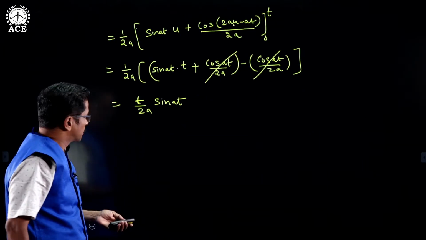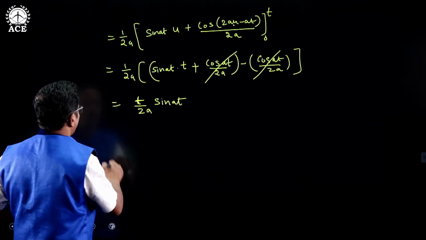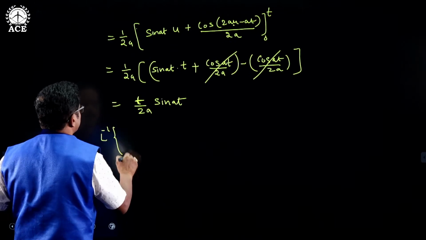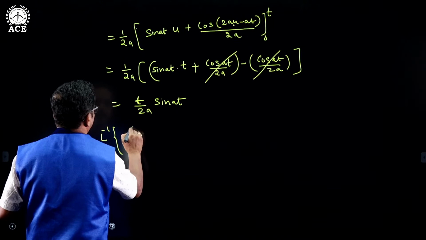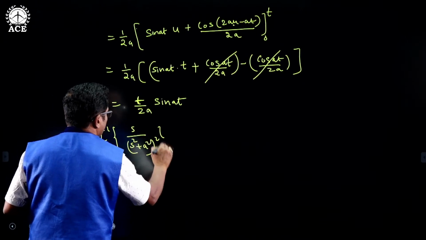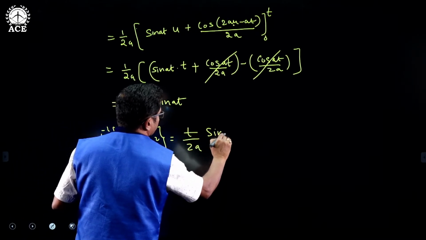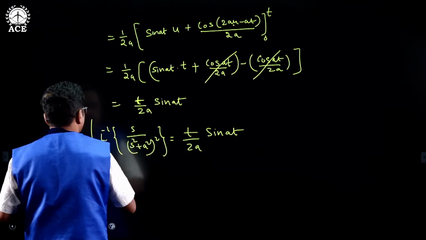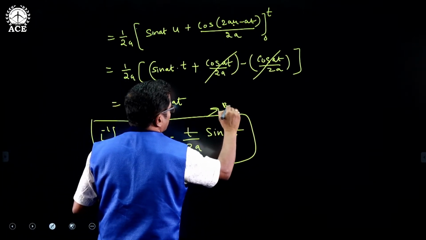That's all. So the inverse Laplace transform of s by s square plus a square whole square is equal to t by 2a into sin at. So by the convolution theorem we solved it.